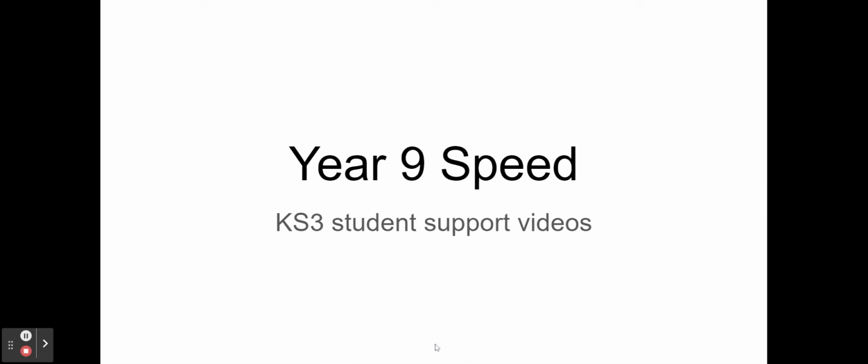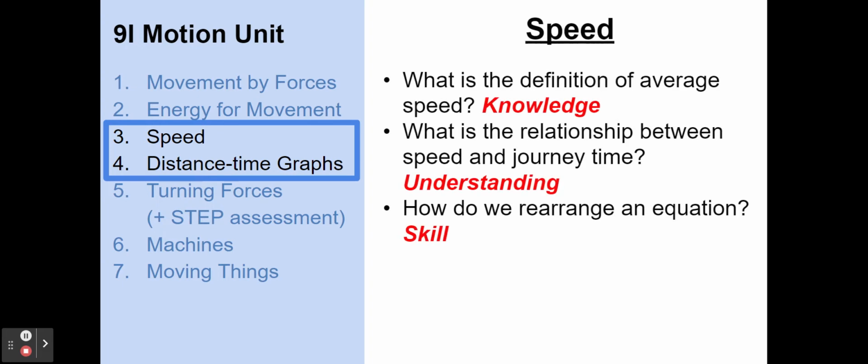So this is a Year 9 support video looking at speed and distance time graphs. Within the Year 9 motion unit, speed and distance time graphs sit about halfway through the unit after you've looked at movements by forces and energy. In the first part of this video, we're going to look at the definition for average speed, the relationship between speed and journey time, and then we'll look at rearranging an equation.